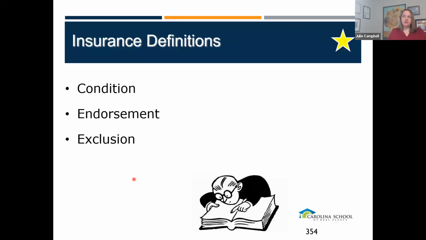An endorsement is coverage for something not normally covered. So think of rare or valuable items. If you had an antique, for example, or expensive jewelry, you might add an endorsement to your insurance policy to cover that item.